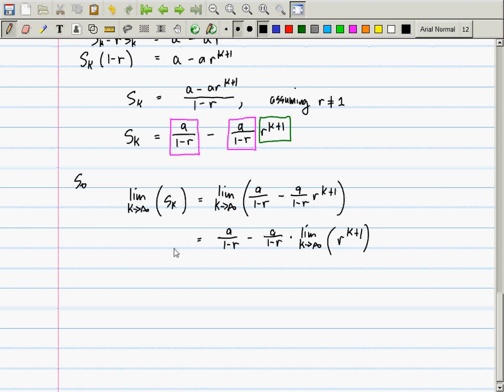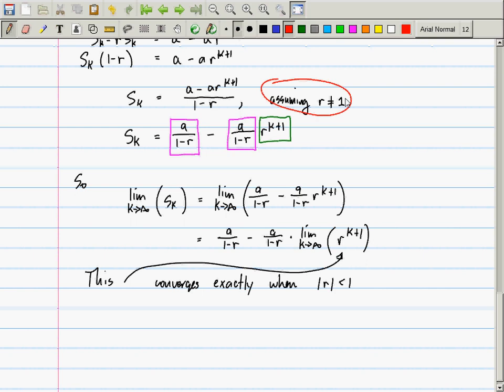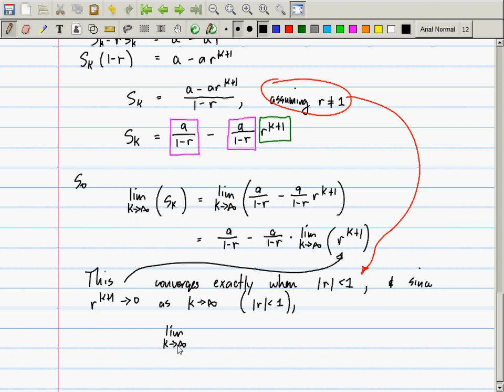Okay. And this converges exactly when the absolute value of R is less than 1. And I don't have to worry about it being 1 because we already made the assumption in the claim that it's not 1. Okay, and when it converges, so this is a 1, right? Not an absolute value sign. This converges exactly when R is less than 1. And since R to the K plus 1 goes to 0 as K goes to infinity, when the absolute value of R is less than 1, the limit as K goes to infinity of SK is what?